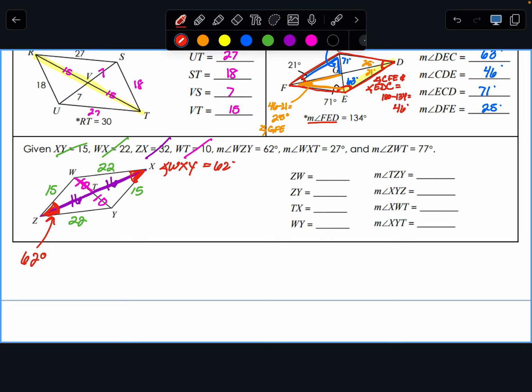But I can use that information to find this angle and this angle. So this one, ZYX, is 180 minus 62, which is 118 degrees. Which means that ZWX also is 118 degrees. So both of these are 118.